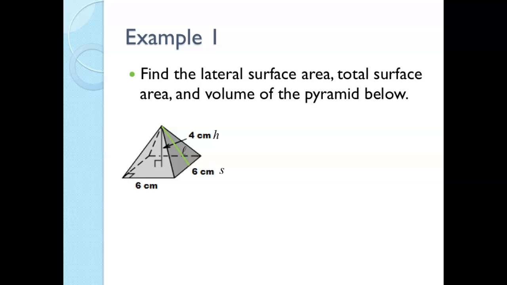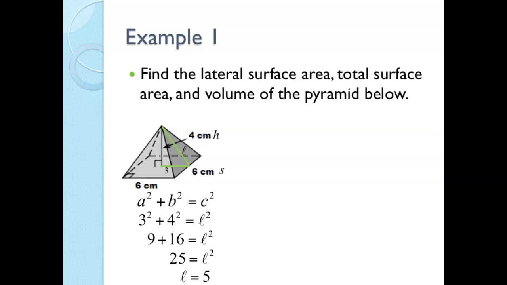In order to determine what this is, we can draw one more line here, and you'll notice that we've created a right triangle. Since we know one leg of this right triangle is 4, the other leg is going to be half the measure of the side, which is 6, so this will be 3. Using the Pythagorean theorem, 3 squared plus 4 squared equals the slant height L squared, 9 plus 16, which is 25, which gives us a slant height of 5.